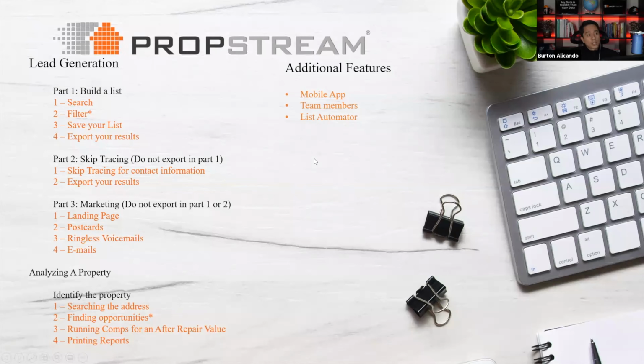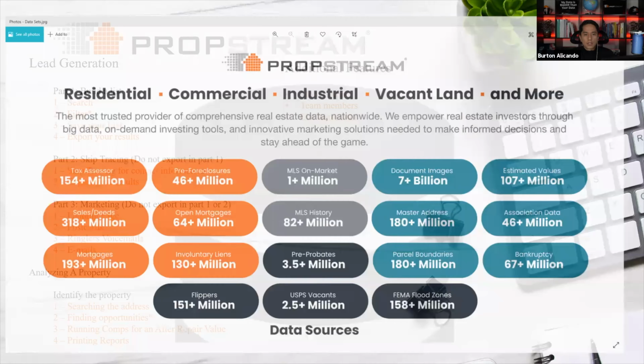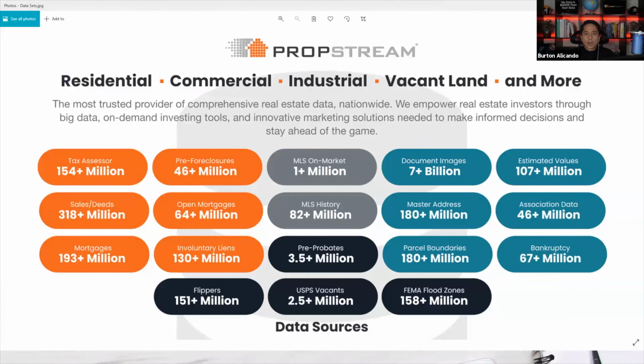Now, your next question is, okay, but what kind of data do you collect? And this is the data that we collect right over here. As you can see, it's residential, commercial, industrial, vacant land, office space, agricultural, exempt properties. But on top of that, we also collect every single one of these bubbles. The way that data works is it doesn't come from one provider. It comes from a multitude of different providers.